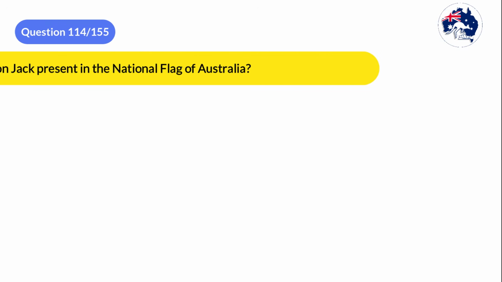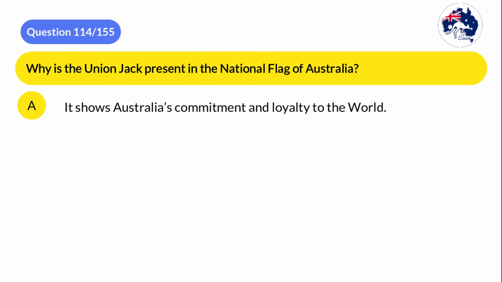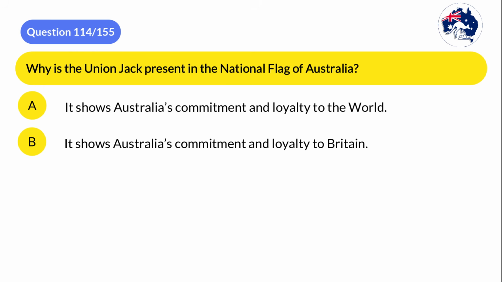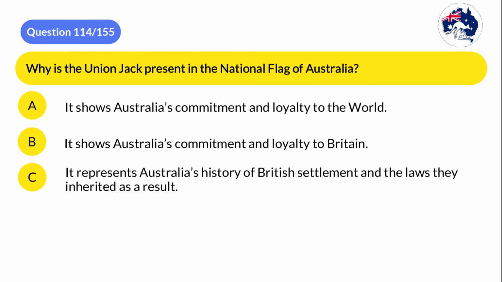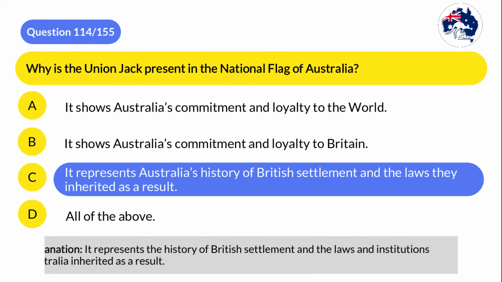Question 114. Why is the Union Jack present in the national flag of Australia? A. It shows Australia's commitment and loyalty to the world. B. It shows Australia's commitment and loyalty to Britain. C. It represents Australia's history of British settlement and the laws they inherited as a result. D. All of the above. The correct answer is C. It represents Australia's history of British settlement and the laws they inherited as a result. Explanation: it represents the history of British settlement and the laws and institutions Australia inherited as a result.